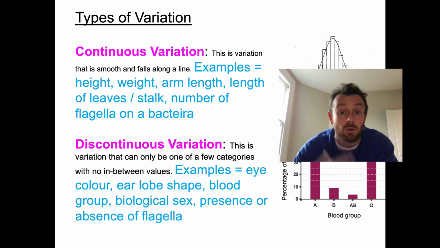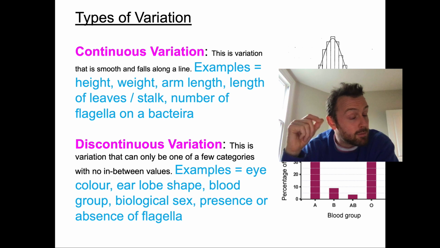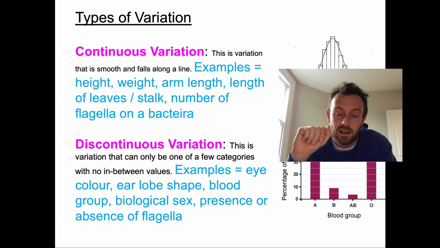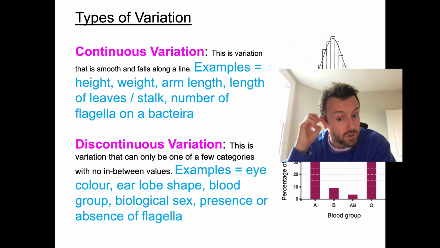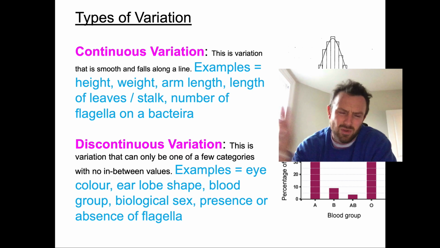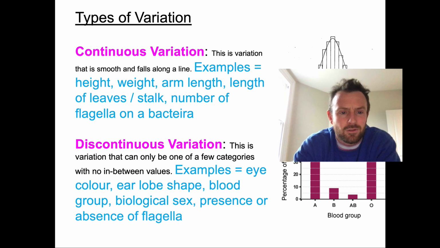Discontinuous variation, for example, eye color, earlobe shape, or lots of those things that we looked at earlier. For example, blood group, we've already seen that one. Biological sex, so this is biologically determined sex in terms of chromosomes, or the presence or absence of flagella, to give another bacterial example. Those are discontinuous variation examples.